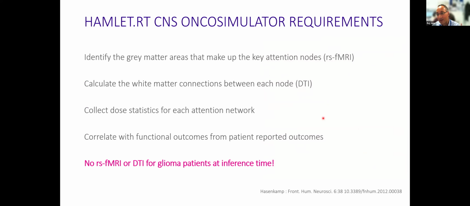Okay, so I then had this daft idea that we could identify the grey matter areas that make up these attention nodes. Mathilde's atlas does that for us, and we can propagate that onto an individual scan using some deformable image registration code that we've got. We then calculate the white matter connections between each node. Normally you would need diffusion tensor imaging to work out for each patient how those bits of each node connected, because remember, sometimes they'll be thrown out because they've had surgery as well, not because of our radiotherapy. We then collect the dose statistics for each of those attention networks and correlate them with the functional outcomes.